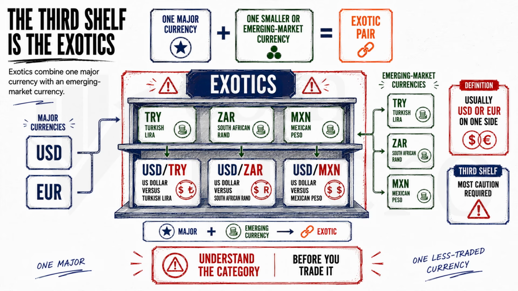The third shelf is the exotics, and this is the one I want you to be most careful with. An exotic pairs one major currency, usually the dollar or the euro, with the currency of a smaller or emerging economy. Think USD/TRY, the dollar against the Turkish lira, USD/ZAR, the dollar against the South African rand, or USD/MXN, the dollar against the Mexican peso.